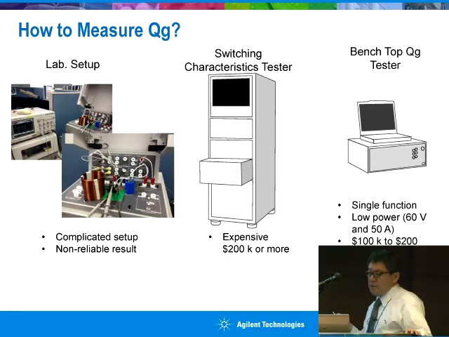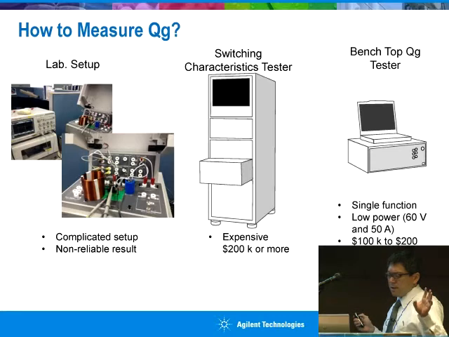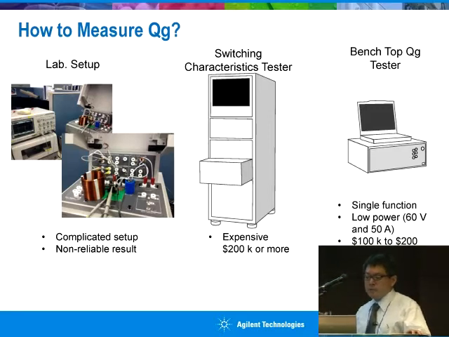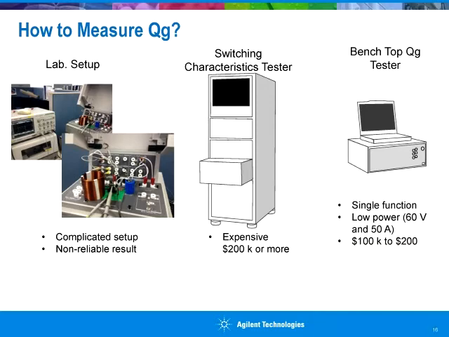Another solution is a benchtop QG tester, dedicated test equipment for gate charge. This kind of QG tester has QG testing capability only. But also due to its size, it has a very limited output power range, like 40 volts and 50 amperes. But still, it's pretty expensive.